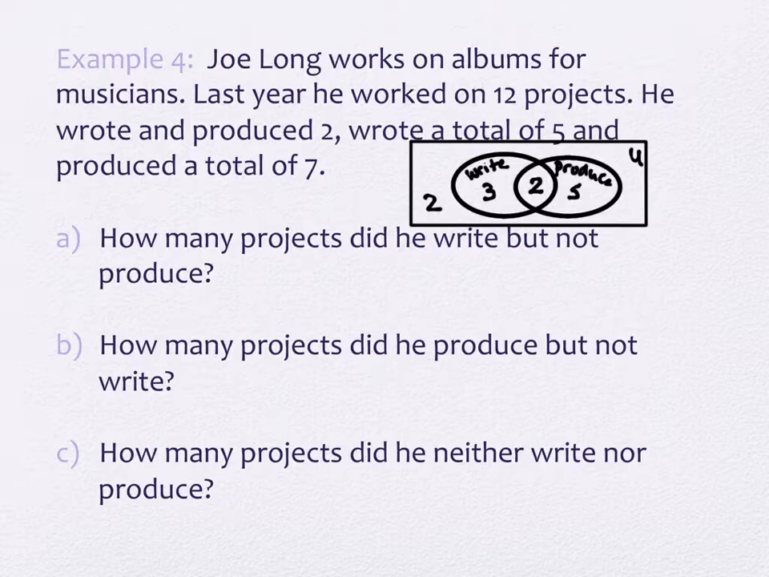Sure. The diagram is the hard part. The questions are usually the easy part because you're just relying back on the diagram. So, how many projects did he write but not produce? 3. It's in the diagram. How many projects did he produce and not write? 5 in the diagram. And how many did he neither write nor produce? 2. And you're done.